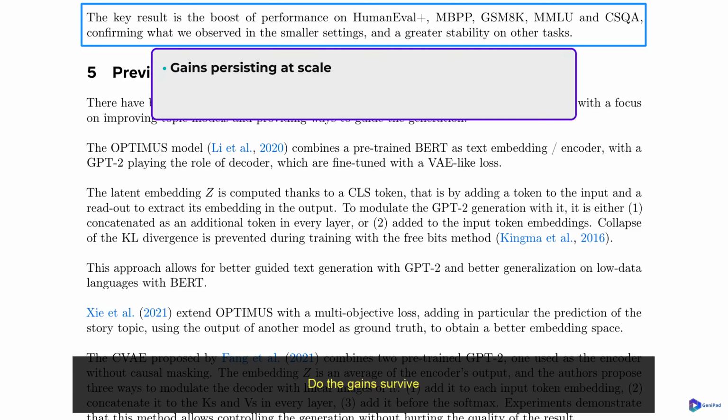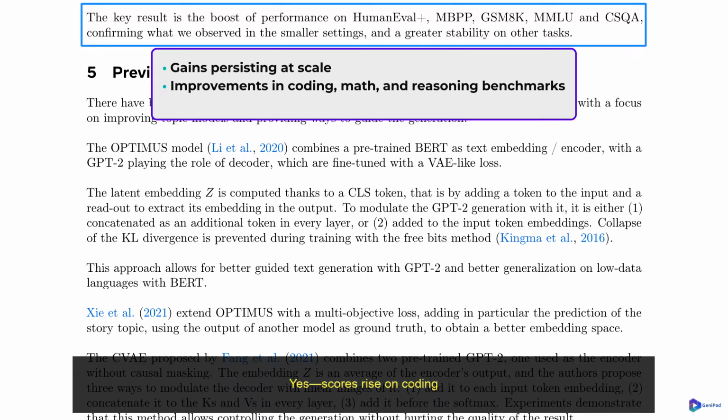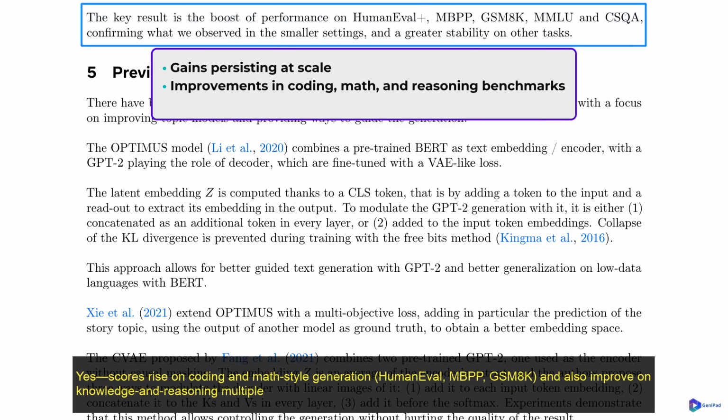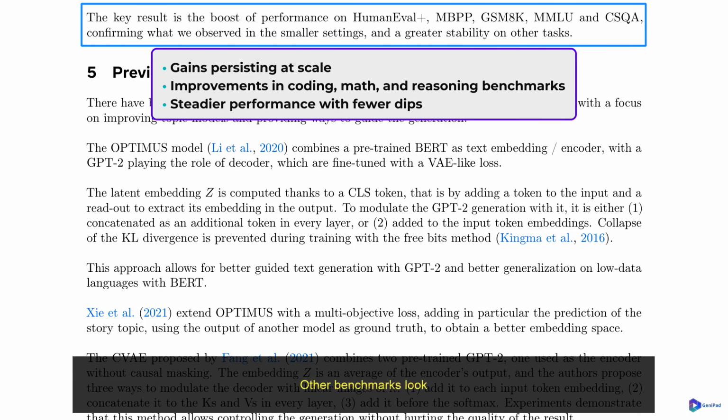Do the gains survive at scale? Yes, scores rise on coding and math-style generation, HumanEval, MBPP, GSM-8K, and also improve on knowledge and reasoning multiple choice, MMLU, CSQA. Other benchmarks look steadier, with fewer dips, matching the trends seen at smaller training budgets.